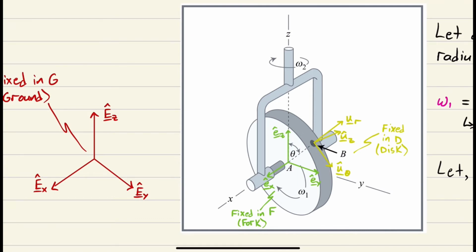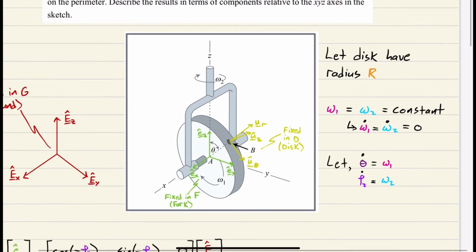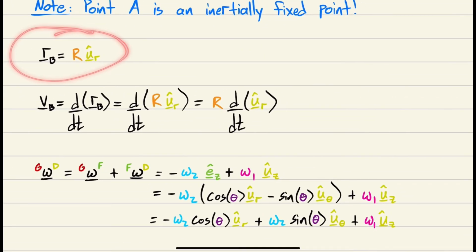So that makes our life easy because the position vector from our inertially fixed point A to point B is just R, where R was the radius of the disk, in the UR direction. There we go. We got our position vector, R UR. If we want to find the velocity of that point, then we take the derivative of the position vector, which is exactly what we're doing, just plugging right in, R UR.